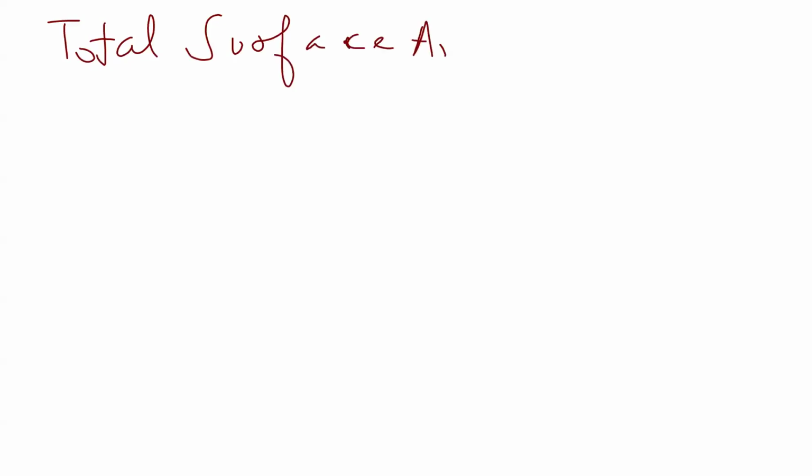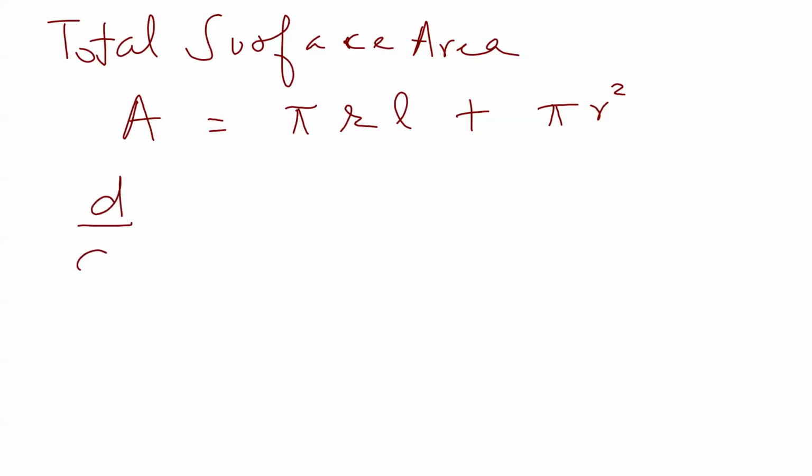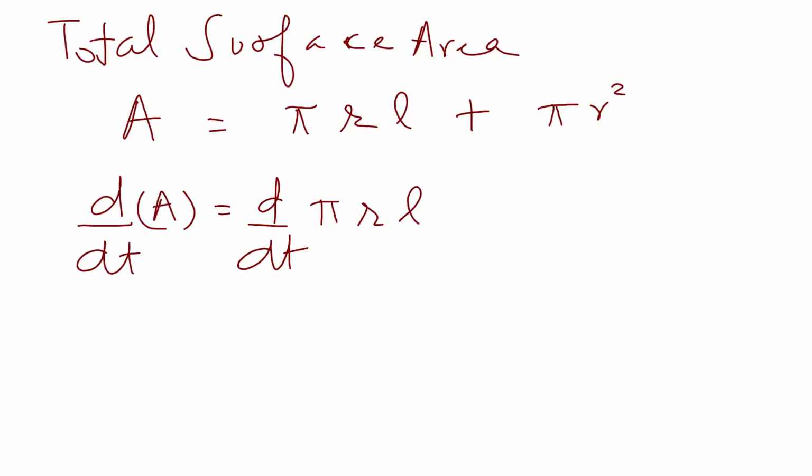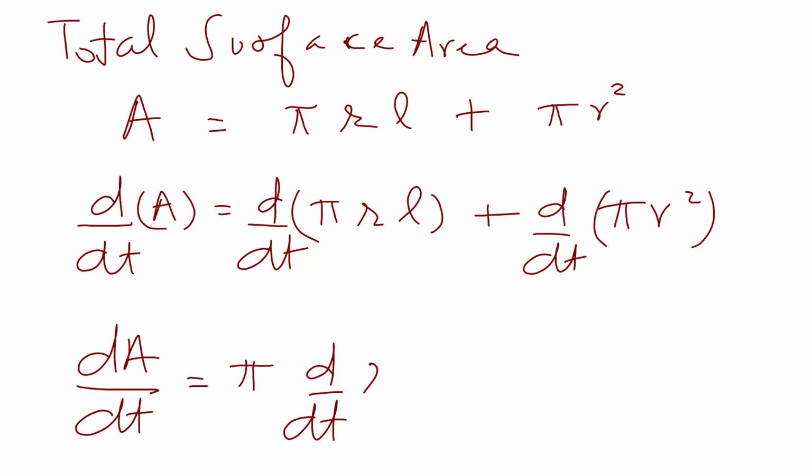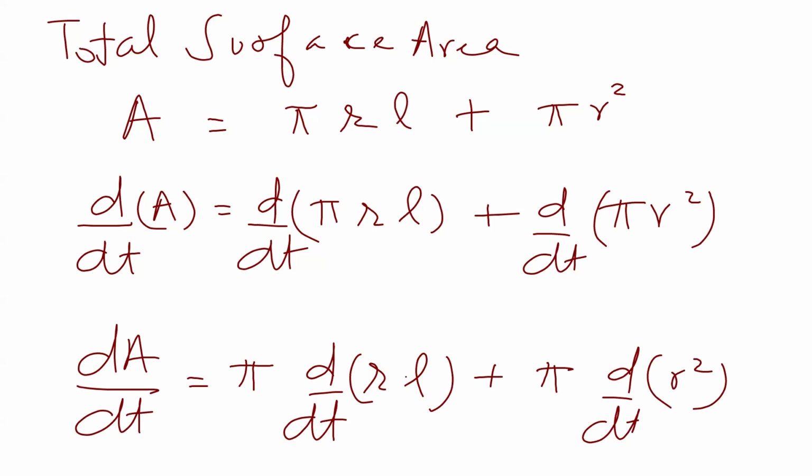Now see, total surface area of a right circular cone, that is A, equal to pi R L plus pi R square. Differentiate with respect to time, d by dt of A, d by dt of pi R L plus d by dt of pi R square. dA by dt, pi goes outside, d by dt of R into L, pi goes outside, d by dt of R square.